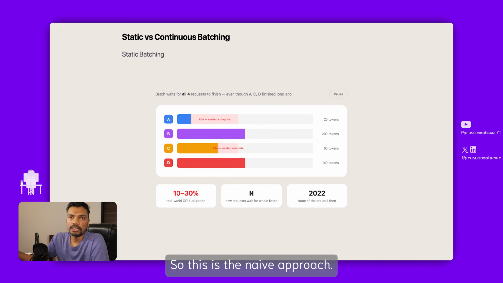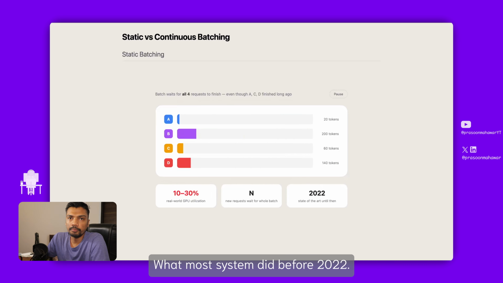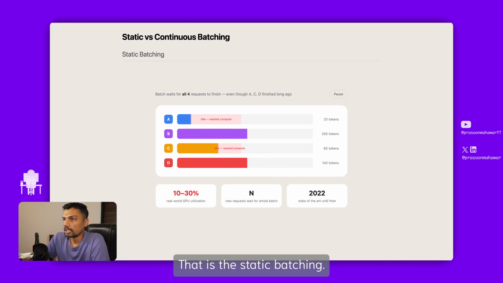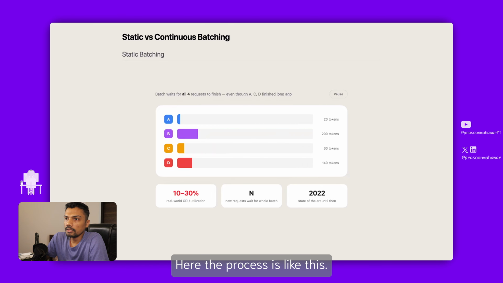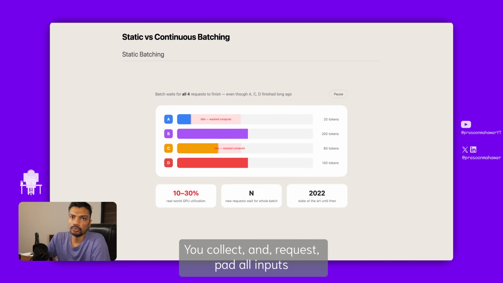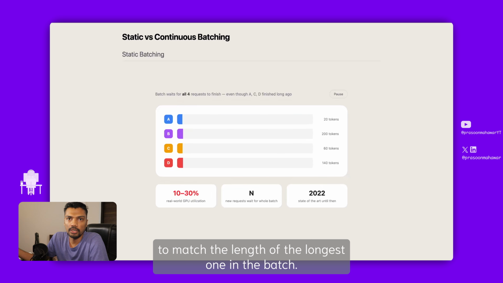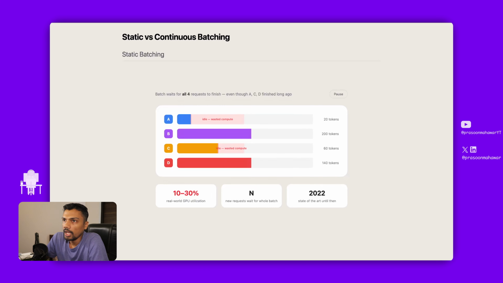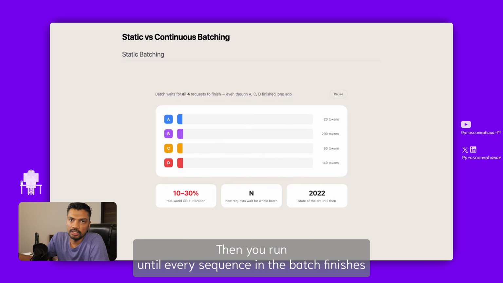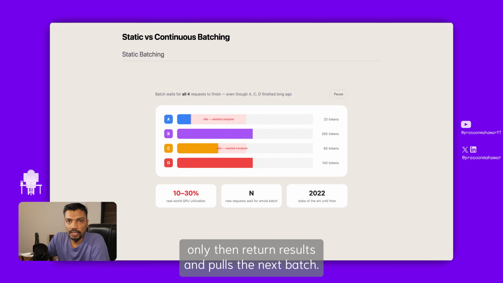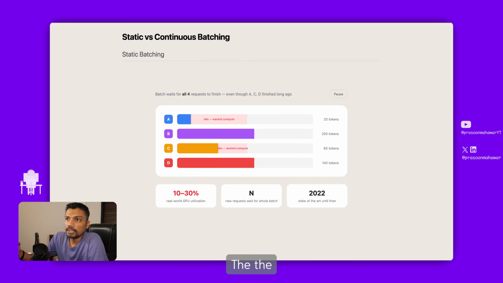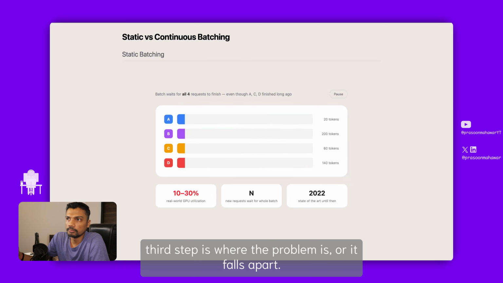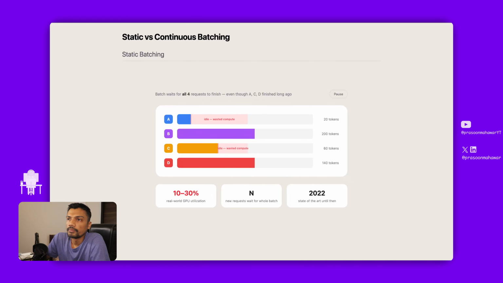This is the naive approach that most systems used before 2022. That is static batching. Here the process is like this. You collect n requests, pad all inputs to match the length of the longest one in the batch. Then you run until every sequence in the batch finishes. Only then return results and pull the next batch. The third step is where it falls apart.